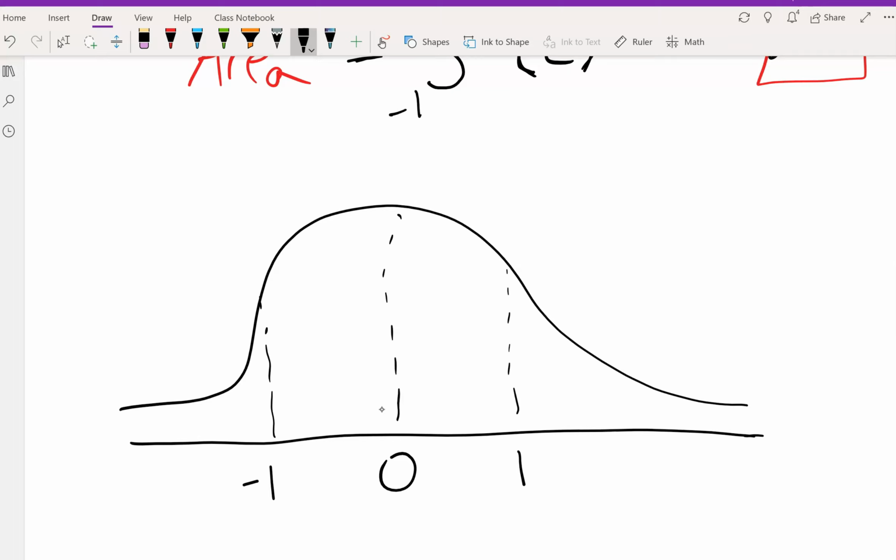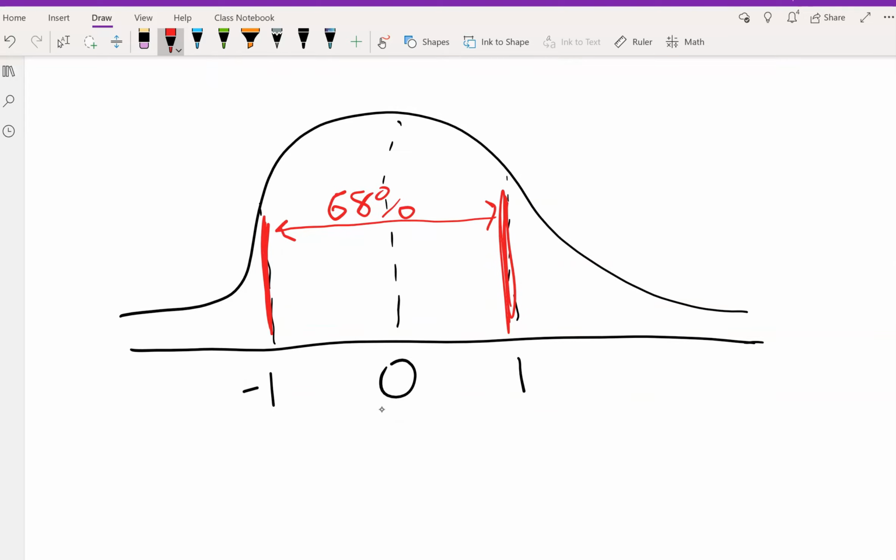For example, the area between -1 and 1, if we do the calculus for that, is 68% of the entire picture. And that's just a number we memorize, because when we do applications, we get to state that between -1 and 1, and what does that mean? Between 1 standard deviation from the center, because remember, this is the mean, your average right there. 1 unit above average and 1 unit below average is 68% of the population.